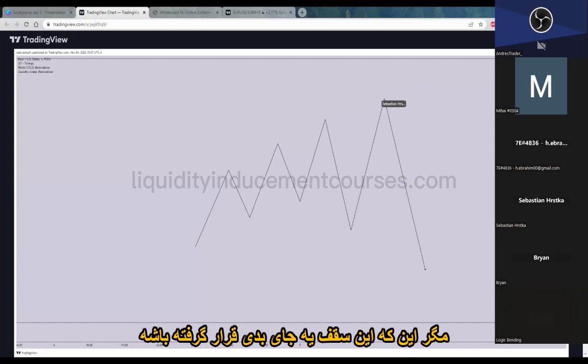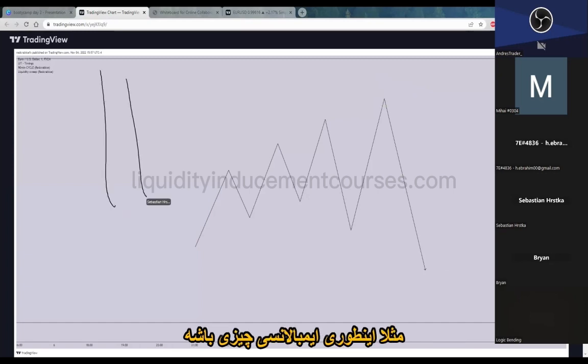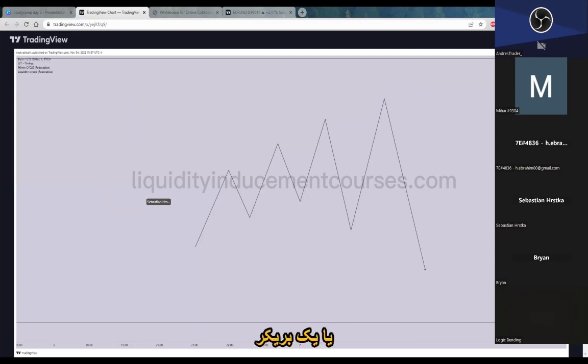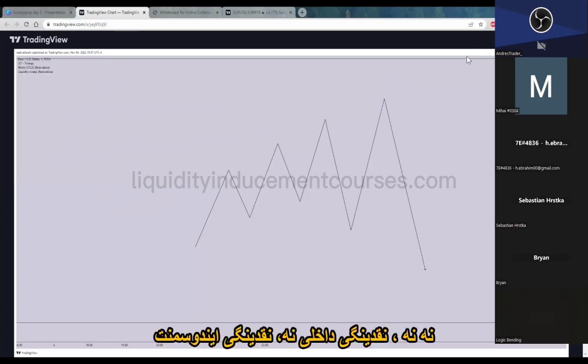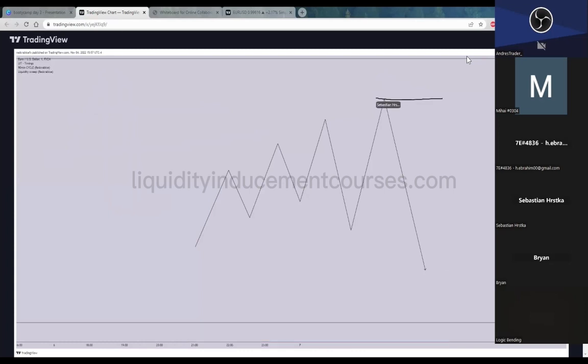Unless this high is in a bad place, for example inside of an imbalance or a breaker, a reaction of a breaker. So how's that? No, not internal liquidity, inducement liquidity. But yes, all of those are external. So let's go to the next one.